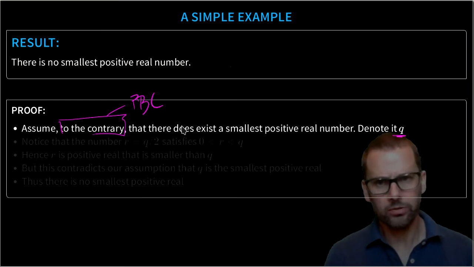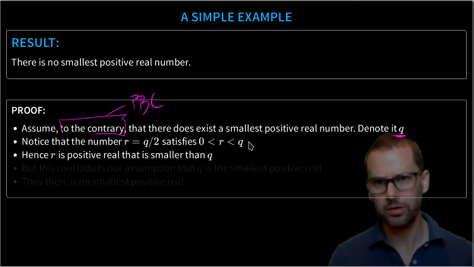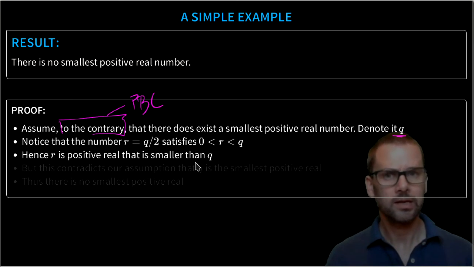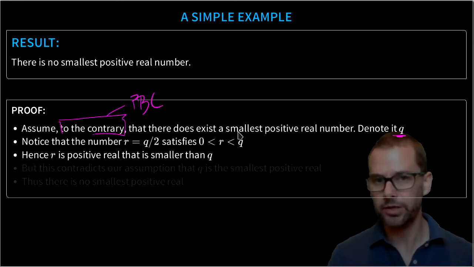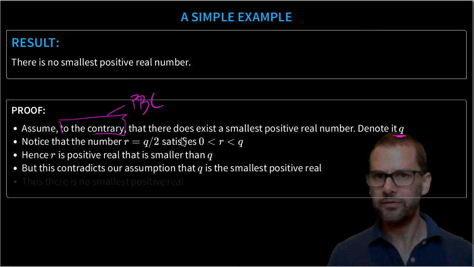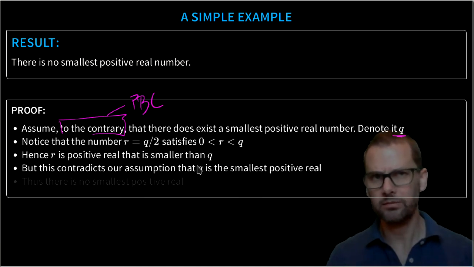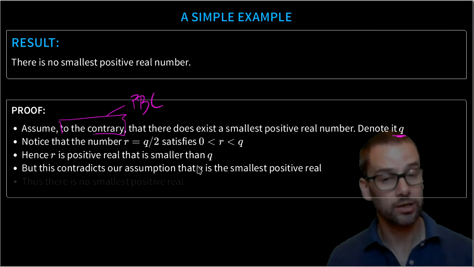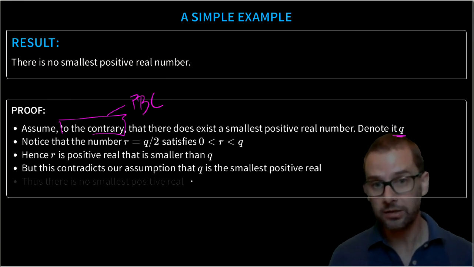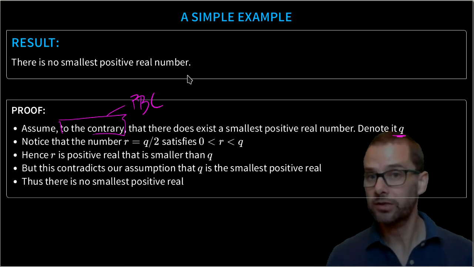Well, from Q, notice that we can make a new number R, which is Q divided by 2. And that's also positive and strictly smaller than Q. So R is a positive real number that is smaller than Q. And this gives us a contradiction because our assumption was that Q was the smallest possible real number, and we've just found something smaller. So Q is both the smallest real number and also not the smallest. So that's a contradiction. That contradiction tells us that our initial assumption that there is a smallest real number must be false, and so there is no smallest real number.